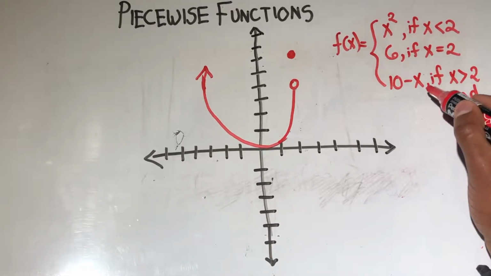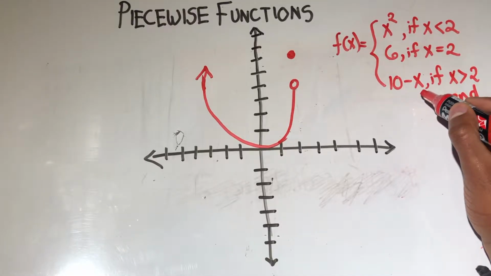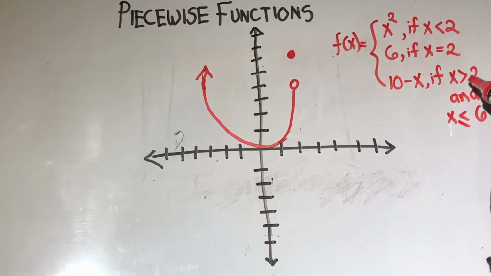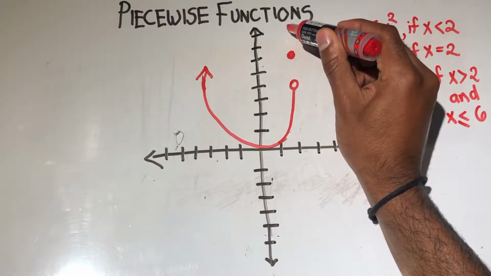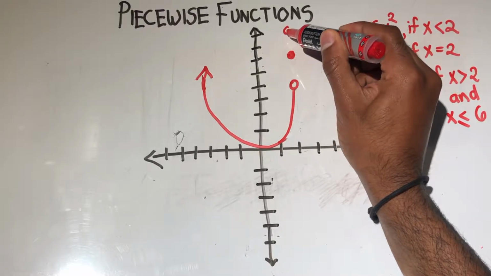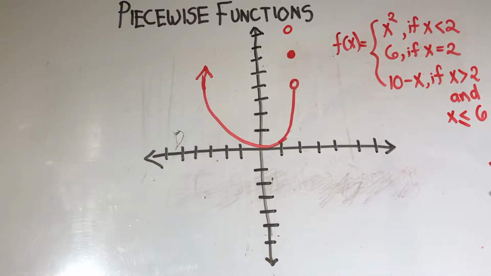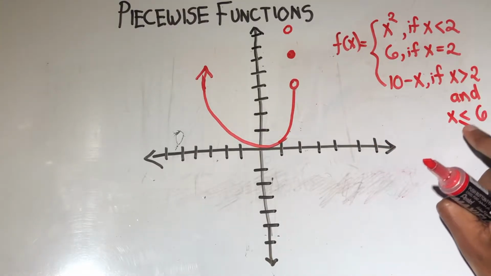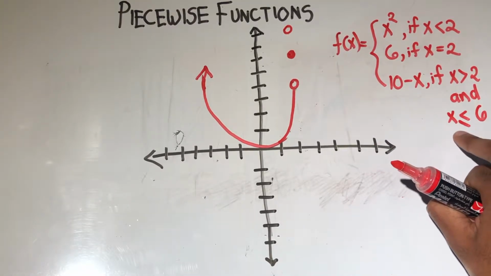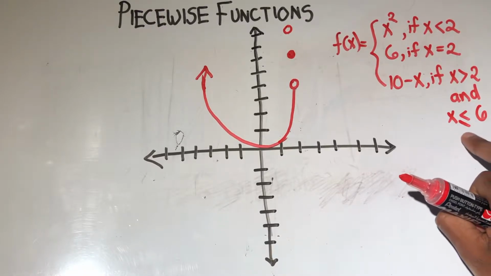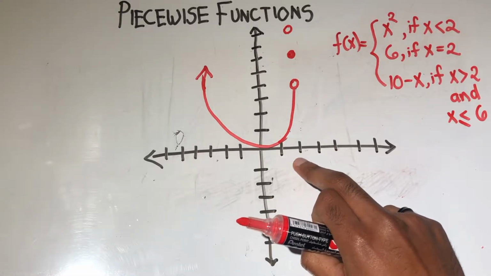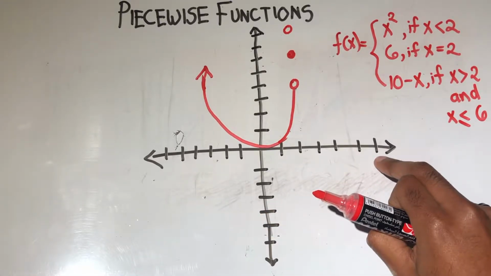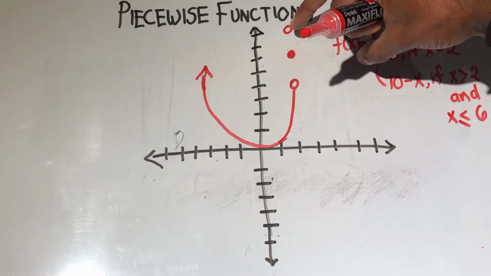Like I said, putting 2 in for x, we get 10 minus 2, which is 8. And it's a non-shaded dot, since 2 is not included. So it's just going to be an open circle. There's also another restriction, which is x is less than or equal to 6. So that means at 1, 2, 3, 4, 5, 6, the function is going to lie somewhere here.